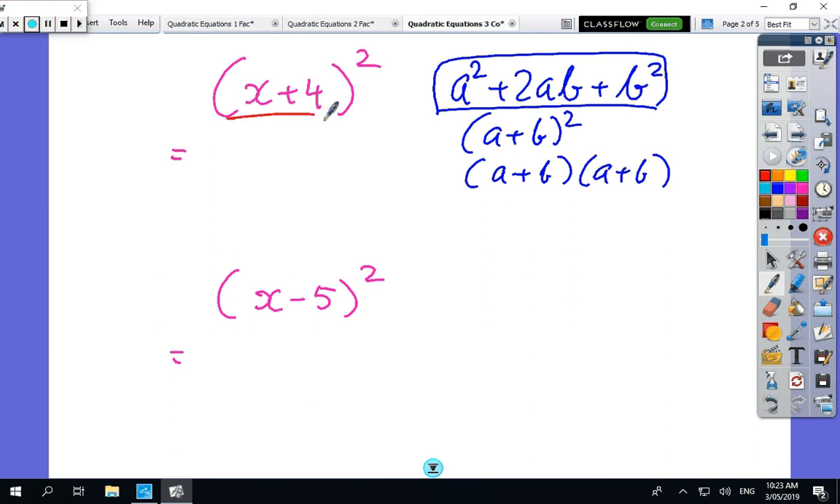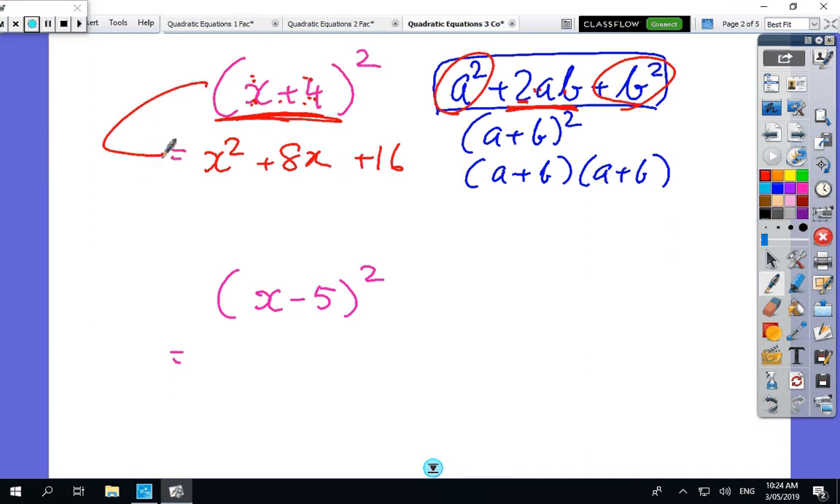So for x plus 4 squared, you square the first, you square the last, which is the a squared and the b squared, and then to get the middle, you multiply the two numbers, and then double the result. So x times 4 is 4x, and you double it. So that's the short way of doing the expansion. In the second one, square the first, square the last, you get plus 25, and then multiply those two numbers to get minus 5x, and then you double it, and you get minus 10x.